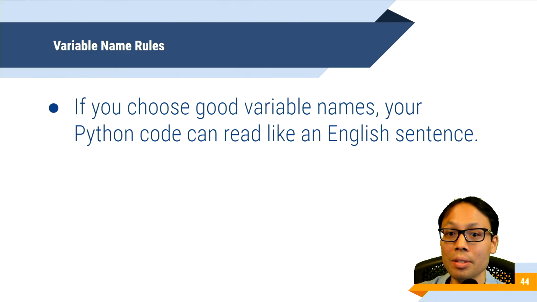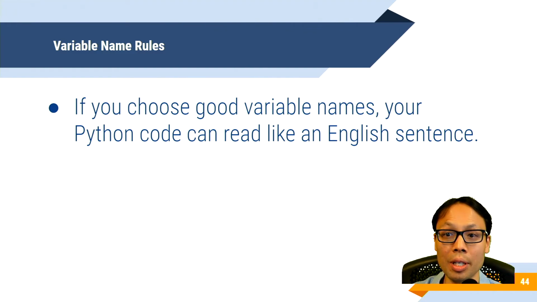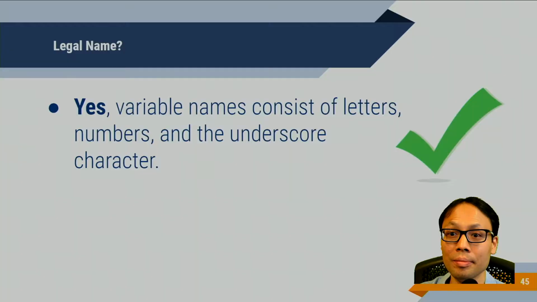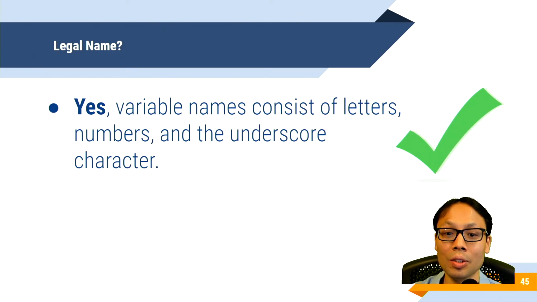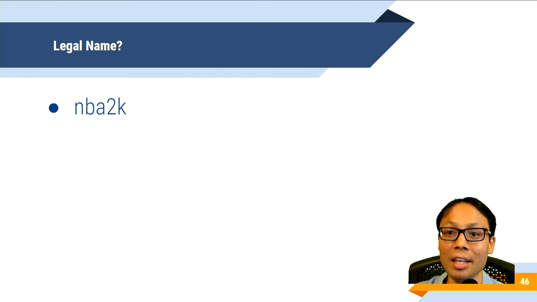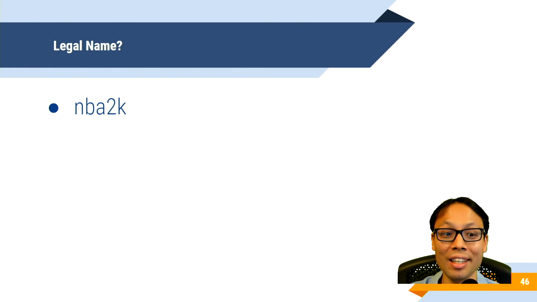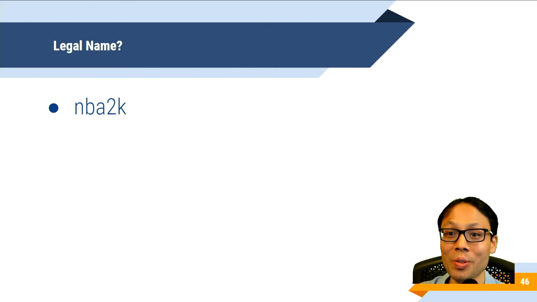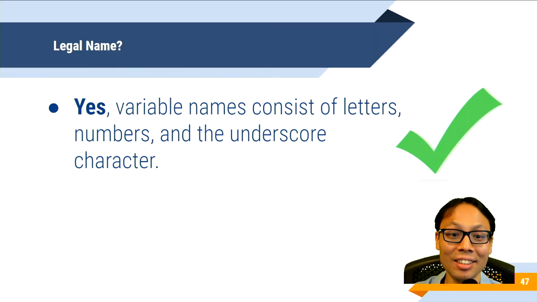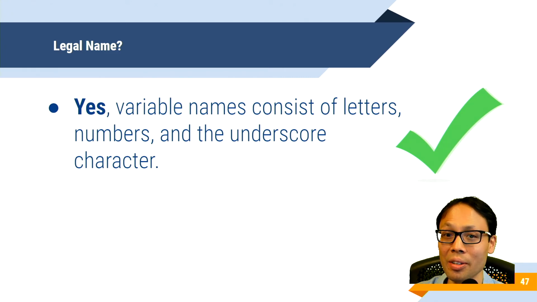Now, one of the strengths of Python is that if you choose good variable names, your Python code may read like an English sentence. So my first question here: is this a legal variable name in Python? NBA2K. And the answer is yes, because variable names can consist of letters, numbers, and the underscore character.